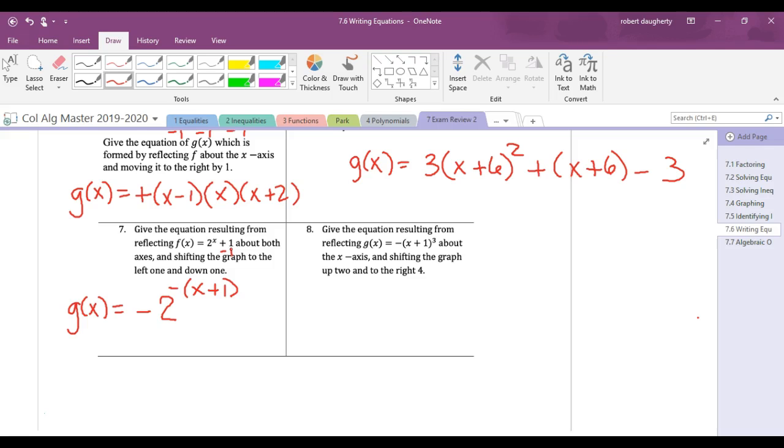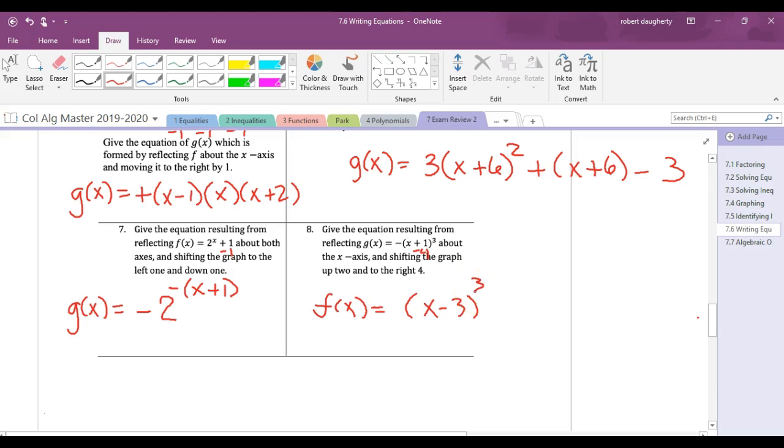Give the equation resulting from reflecting g of x about the x-axis and shifting the graph up 2 and to the right 4. So I'm going to come up with a function. If I reflect it about the x-axis, the sign changes, okay? And then how do I go to the right 4? Okay, so to go to the right 4 is going to be minus 4. So 1 minus 4 is going to be a minus 3.